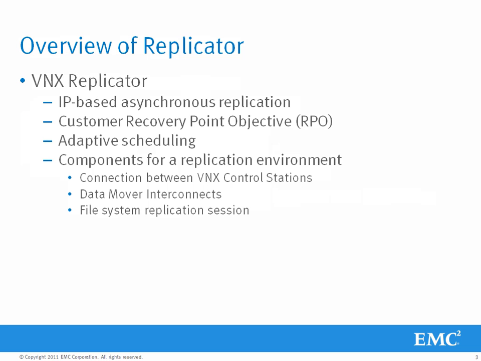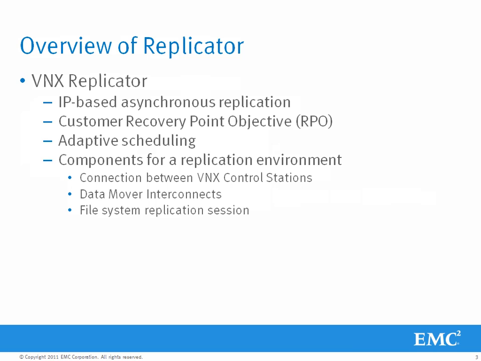EMC VNX Replicator is an IP-based asynchronous replication software feature that is capable of replicating file systems and virtual data movers, as well as making one-time copies of file systems. Asynchronous data transfers between the source and the destination ensure that the destination object is in compliance with the customer-specified recovery point objective, RPO. RPO describes the acceptable loss of data measured in time, such as 30 minutes of data, which an organization can withstand to lose.